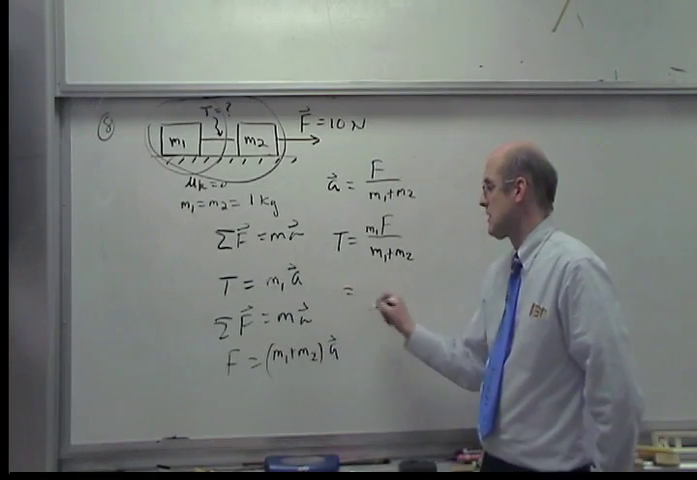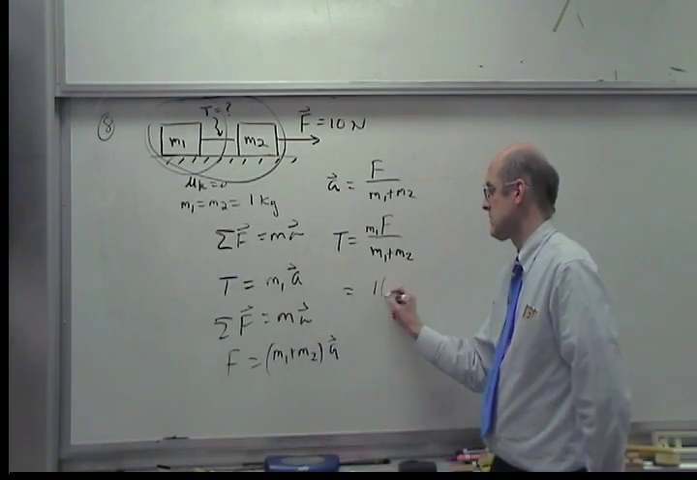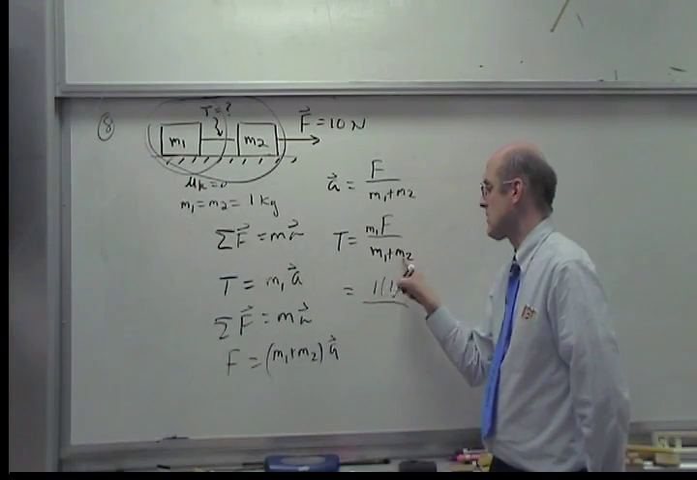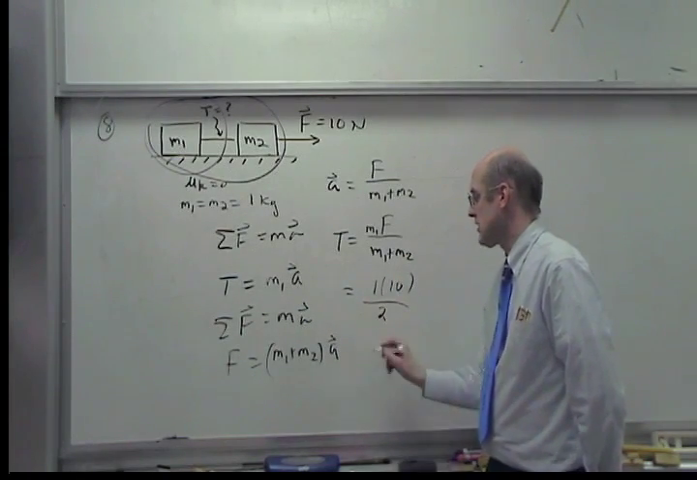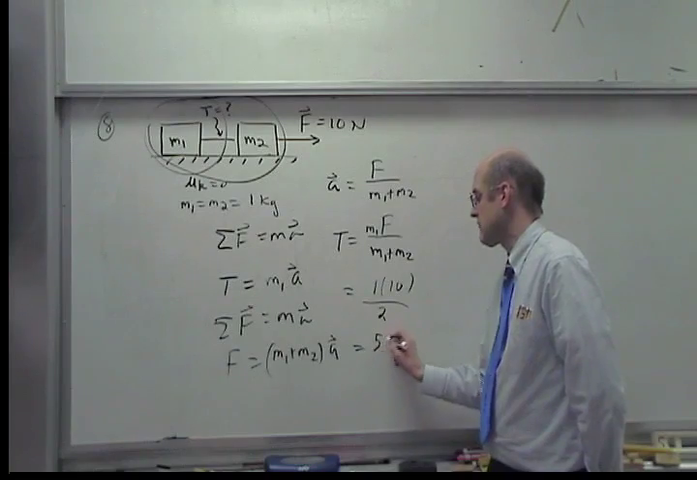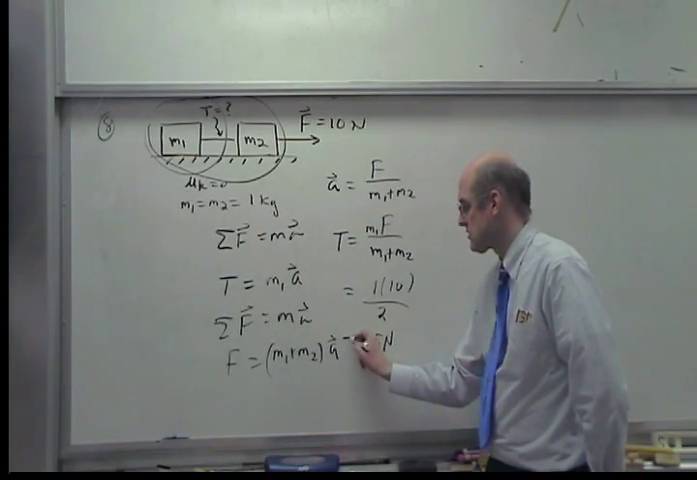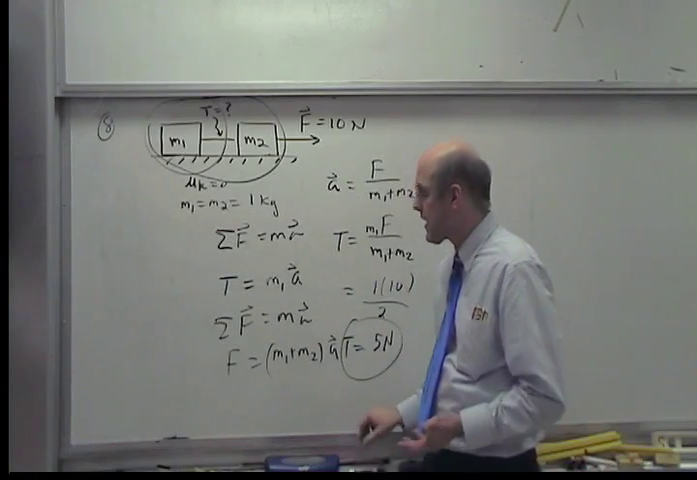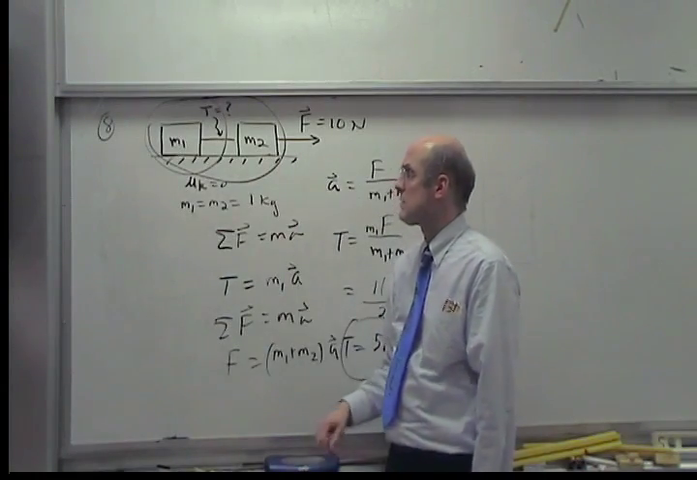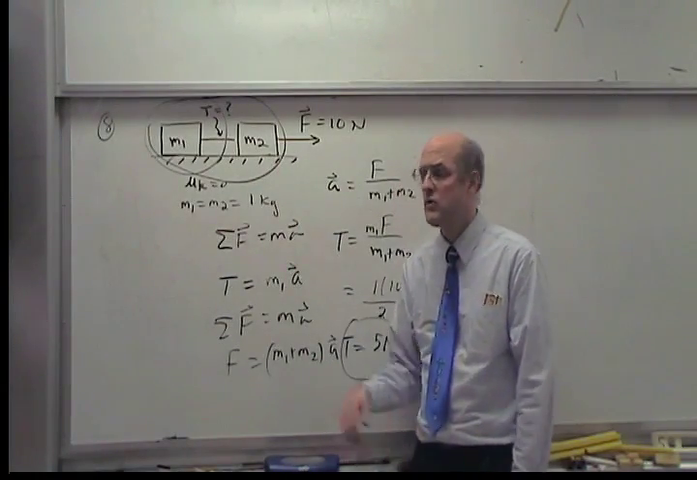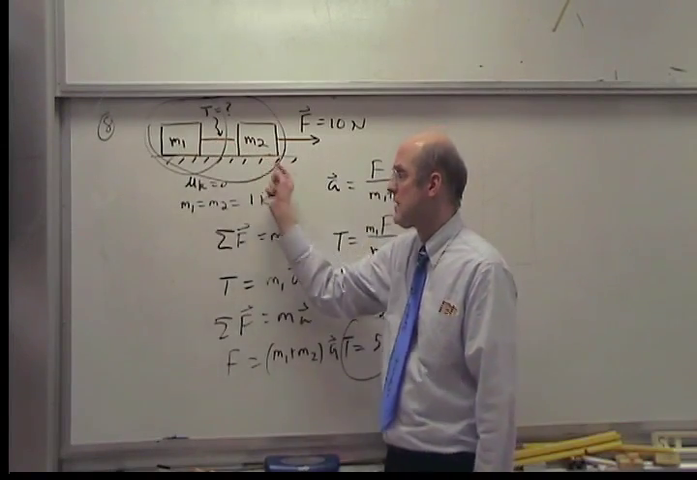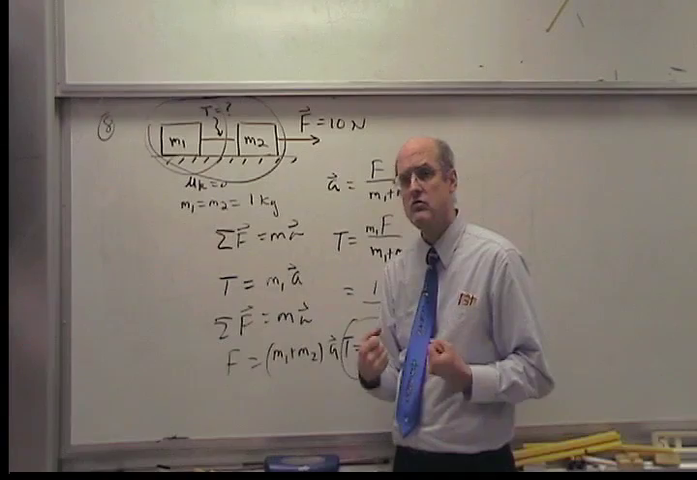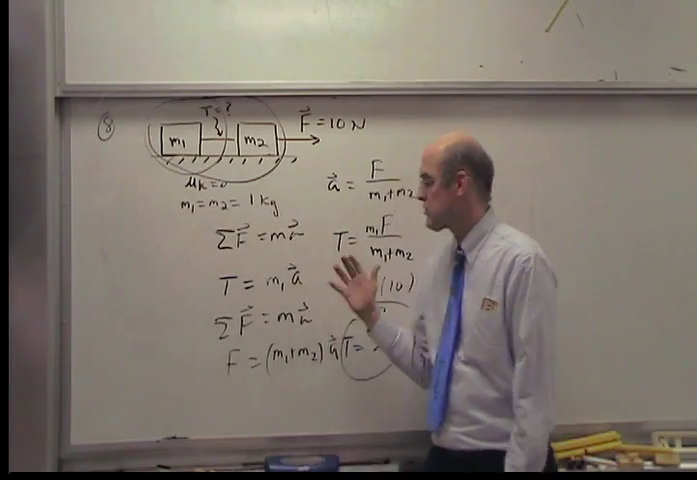Okay, there we go. So M1 is 1 Newton. The force is 10 newtons divided by M1 plus M2, 2 kilograms. So we have 5 newtons is the tension in the connecting string. This problem reminds me of train cars. There might be a problem that you encounter one day where you're asked to determine the tension in the coupling between two train cars. And this is the approach you would take.